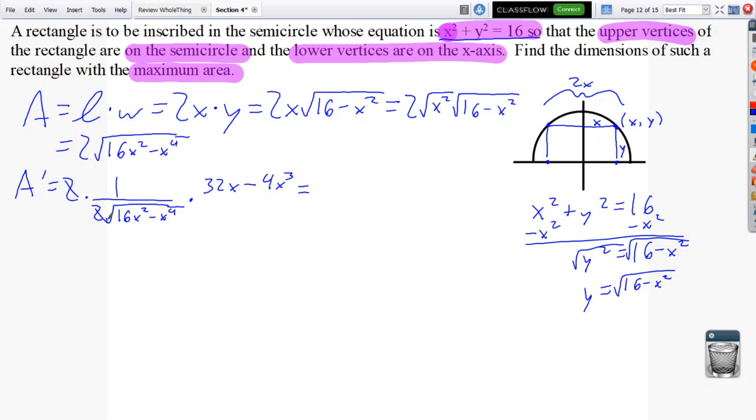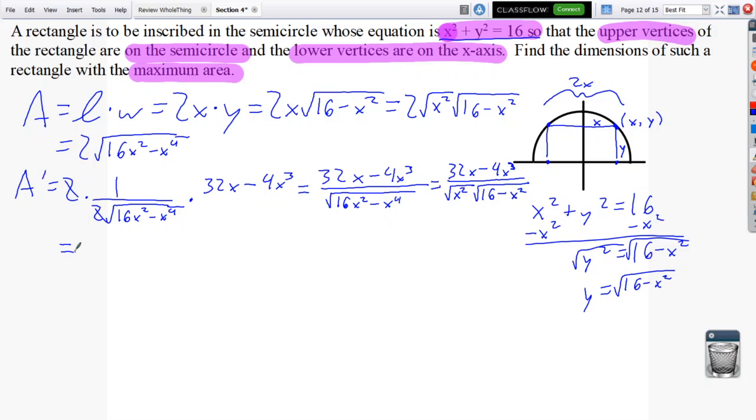2's go bye-bye. I now have 32x minus 4x cubed over the square root of 16x squared minus x to the 4th. Simplifying this a little bit, I can factor out the x squared in the denominator. I've got 32x minus 4x cubed over the square root of x squared times the square root of 16 minus x squared. That becomes just x.